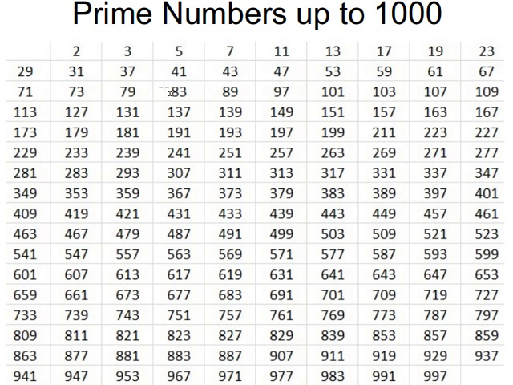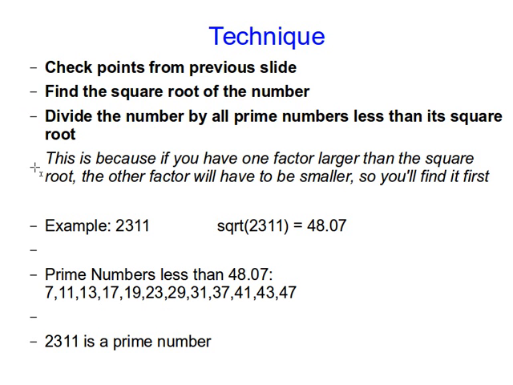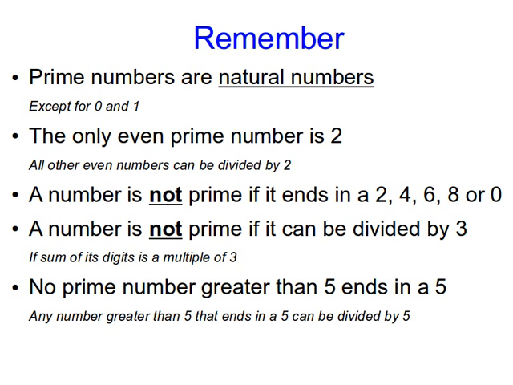This is a list of prime numbers up to 1000. Remember, 1 and 0 are not prime. We start at 2 and go all the way, with all the prime numbers, until we reach 997, all the prime numbers less than 1000. Now if the number is too large, then you may of course need to use your calculator or a computer program to check whether it's prime or not.